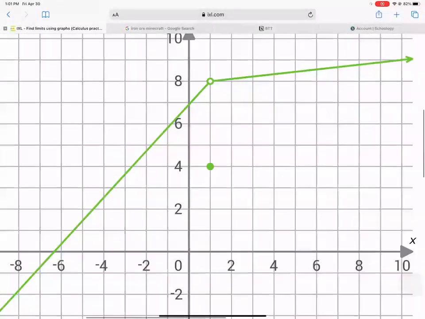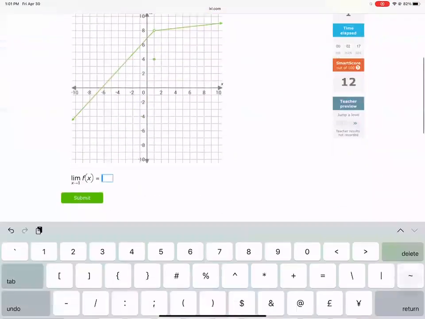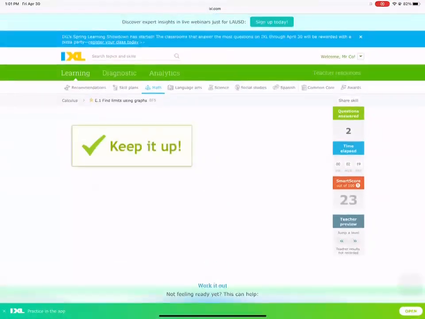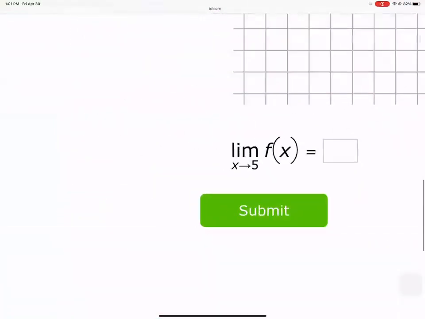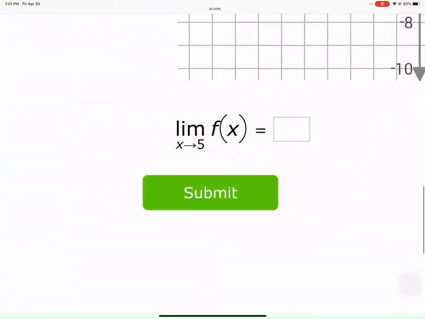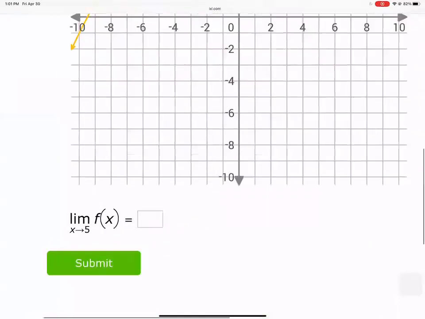Let's do one more together. Okay, what's the question first? What does the graph look like when x is 5? Let's take a look at the graph over here.